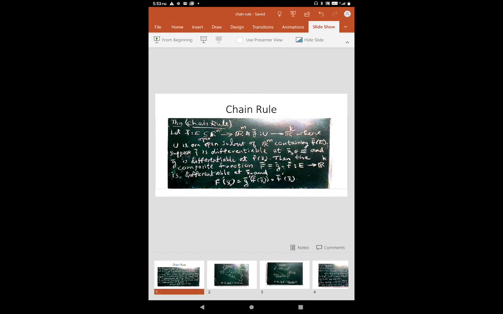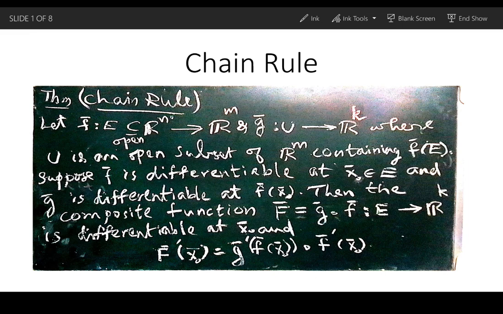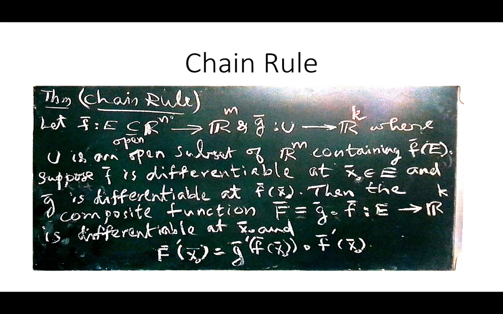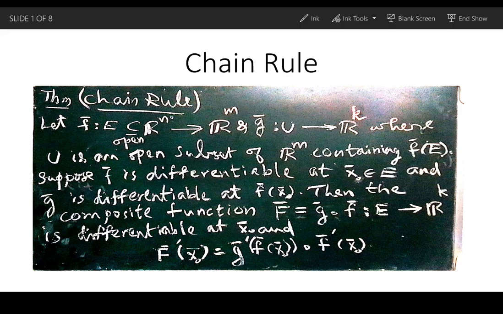So the formal statement is this. Suppose E is an open subset of Rn, f is a mapping of E into Rm, and suppose that U is an open subset of the codomain Rm which contains f of E. That means the image of E under f.